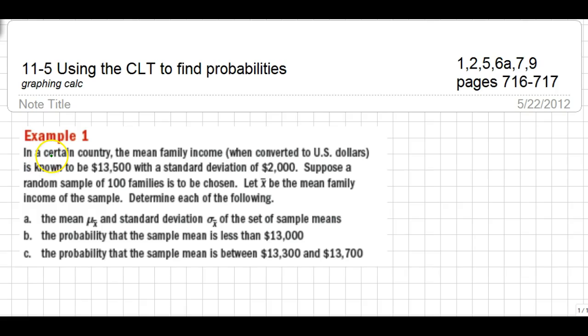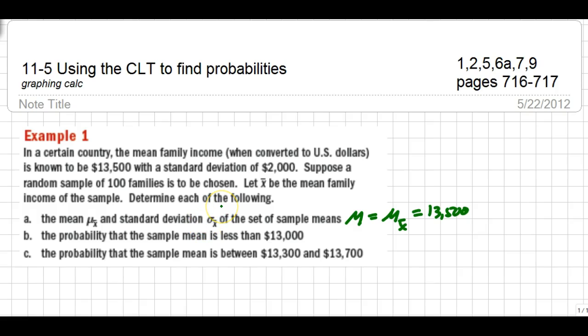Does the original say that the income is normal? It does not, but we do have a sample size 30 or greater, so we can go ahead and do part A. The mean is going to be the same as the mean of the original population. So the mean of the sample, which is what we're looking for, is the same as the original mean.